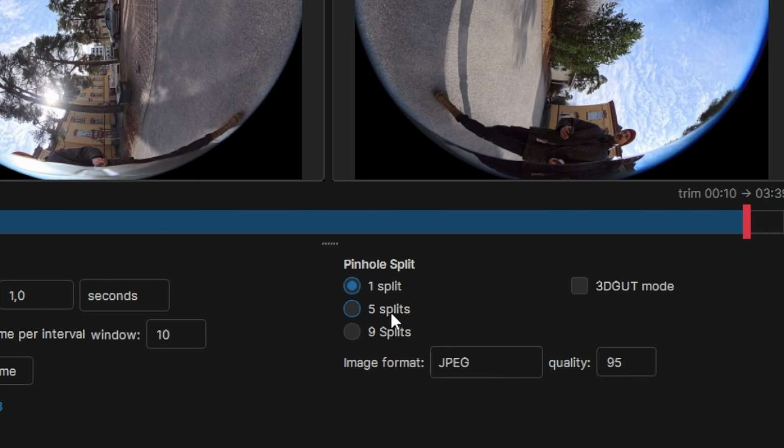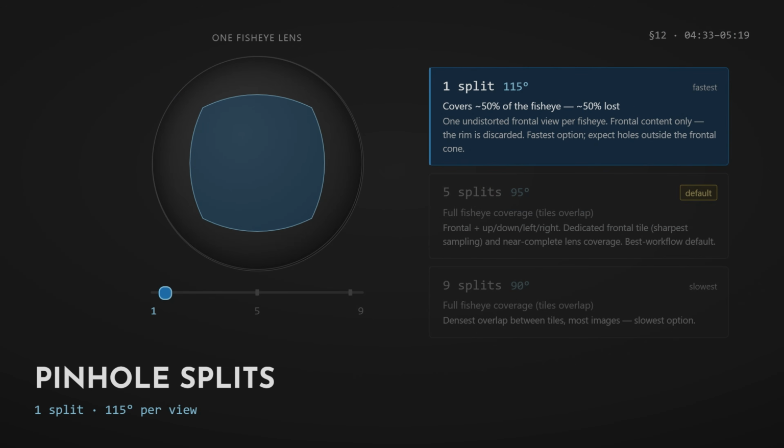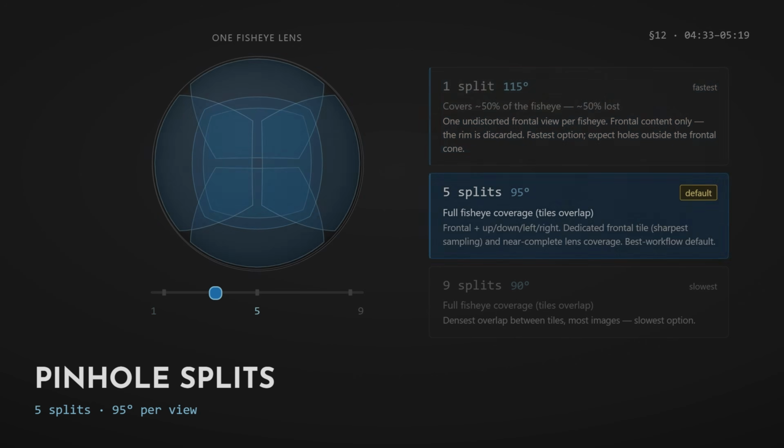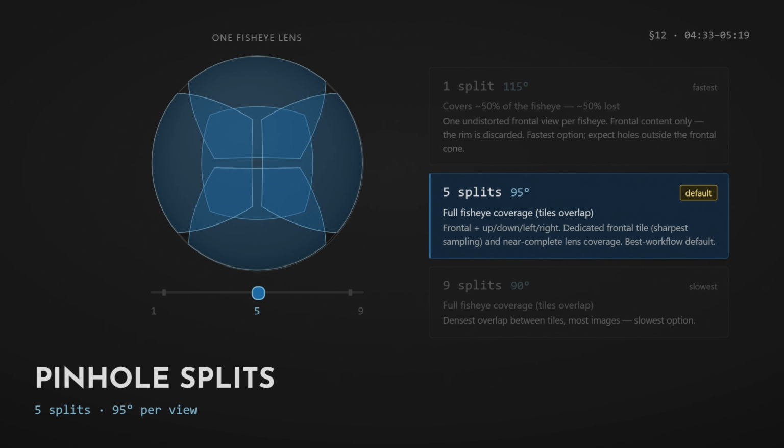Pinhole splits. One split covers about half of the fisheye. One undistorted frontal view per lens at 115 degrees. It doesn't cover the whole fisheye view. 5 splits gives full fisheye coverage, frontal plus up, down, left and right, at 95 degrees. There's a dedicated frontal tile for the sharpest sampling. This is the best workflow default.